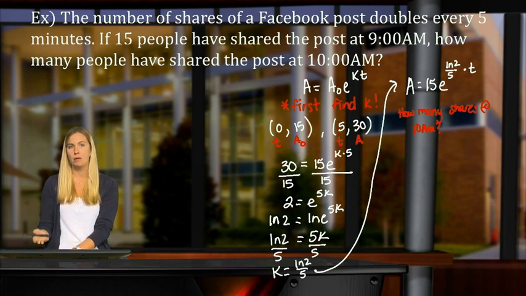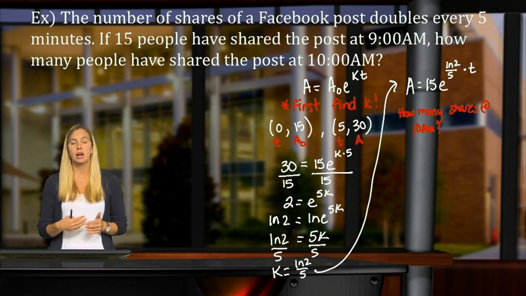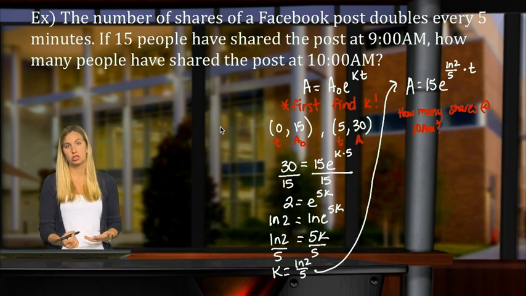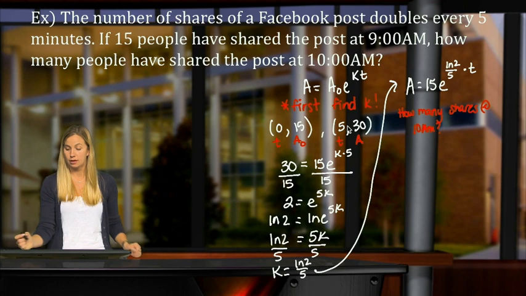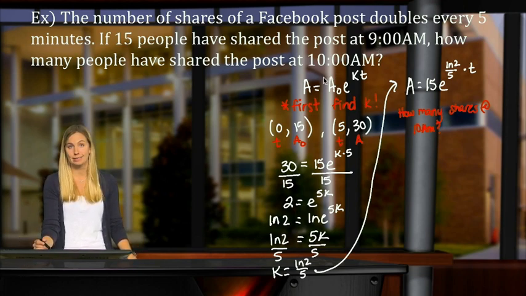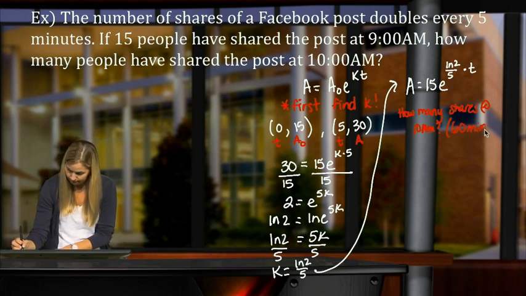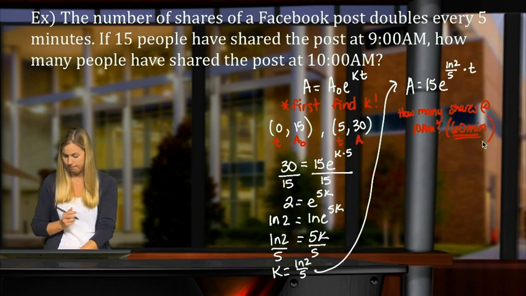Well, if it's 10 a.m., how much time has passed? You got to be really careful. We have to be consistent with how we're measuring time. We don't have to do it in years, which is obviously not going to be relevant here, but you have to be consistent. In our previous step, how did we measure time? We went from 0 to 5. 5 what? 5 minutes. So if I started at 9 a.m. and now it's 10 a.m., how many minutes have passed? 60. So we're going to use t equals 60 to solve for A.